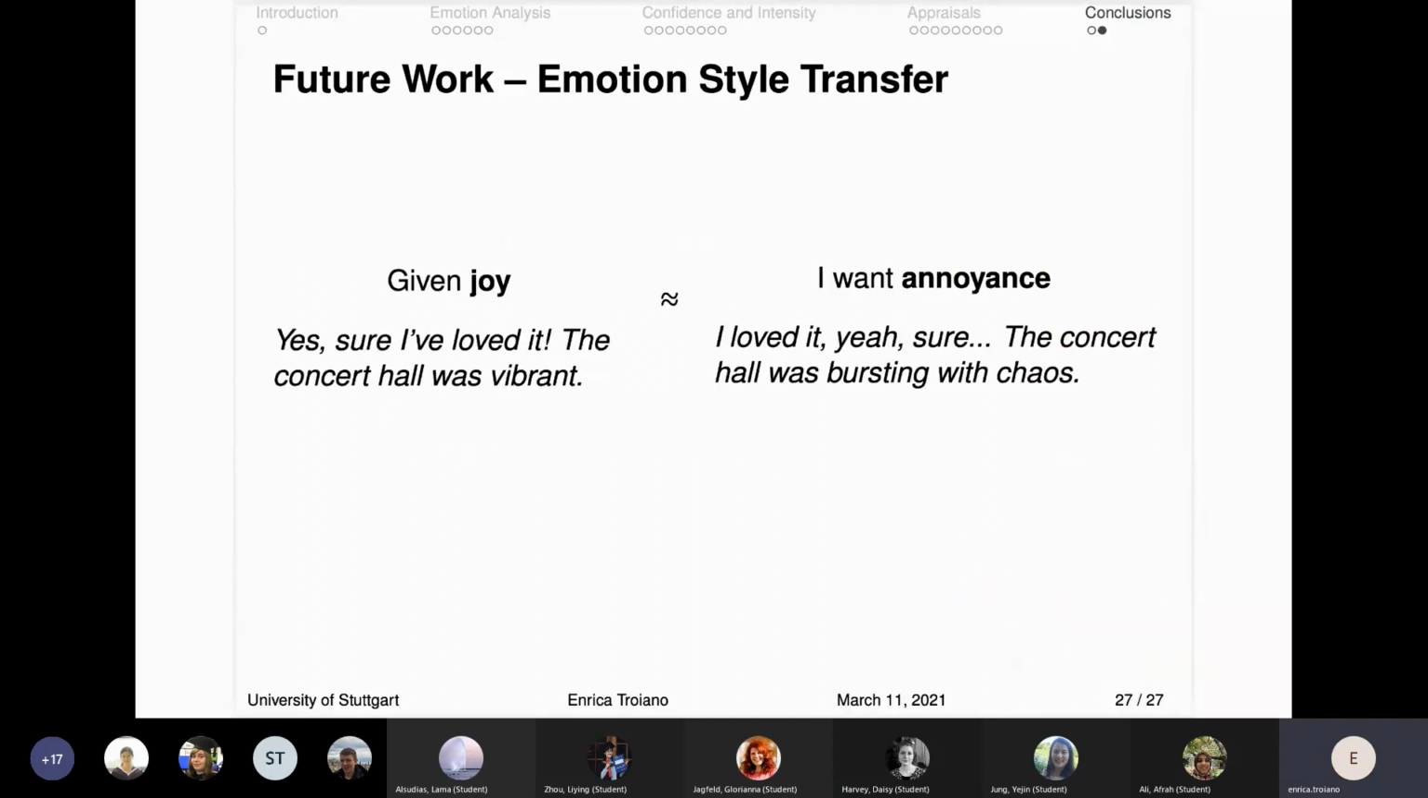So for me, all this information is useful for the ultimate goal of emotion style transfer. I mentioned this at the very beginning. My goal is to create a system that is able to rewrite a text while changing the emotional content of the text, but without losing too much of the semantic content. For instance, if I'm given a sentence which expresses an emotion like joy, "Yeah, sure, I loved it. The concert hall was vibrant," then I want my system to produce a paraphrase which conveys more or less the same meaning, but with another emotion connotation, like annoyance: "I loved it. Yeah, sure. The concert hall was bursting with chaos."